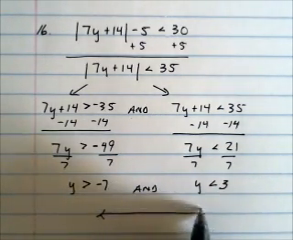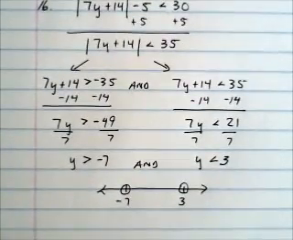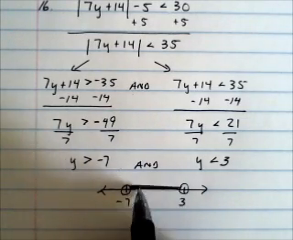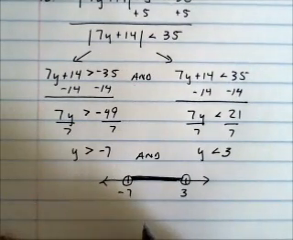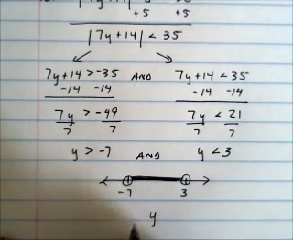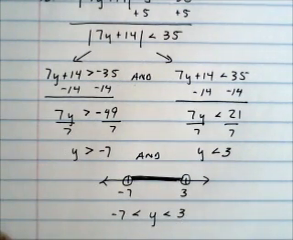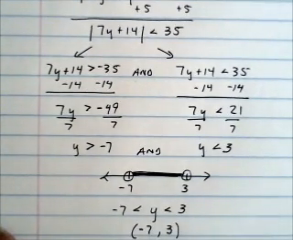So on a number line, graphically, negative 7 and 3. Circle each and leave the circles open, and we shade between. Symbolically, these are all values of y that are greater than negative 7 and less than 3. And interval notation is negative 7 to 3, parentheses, which does not include negative 7 or 3.